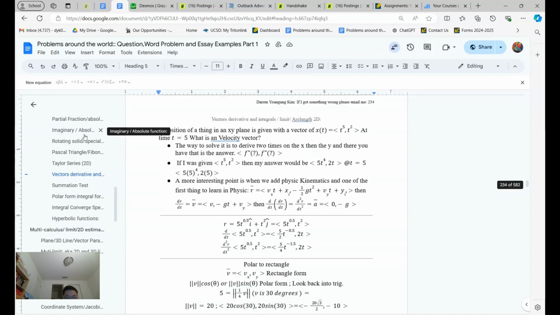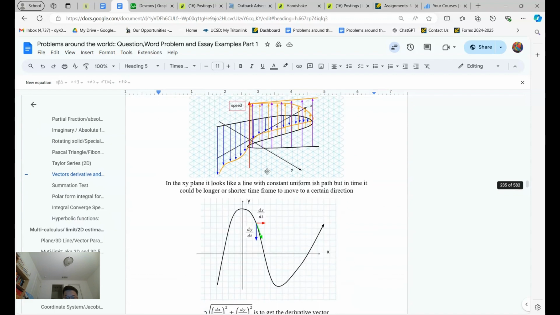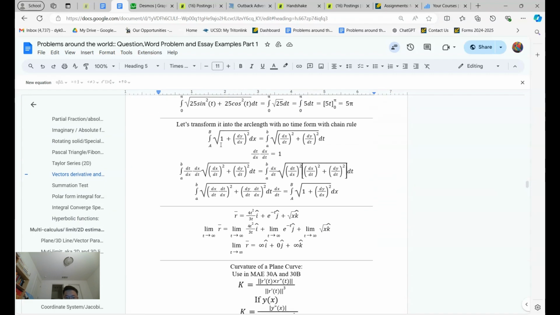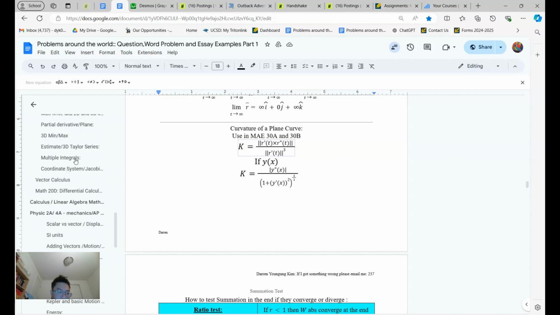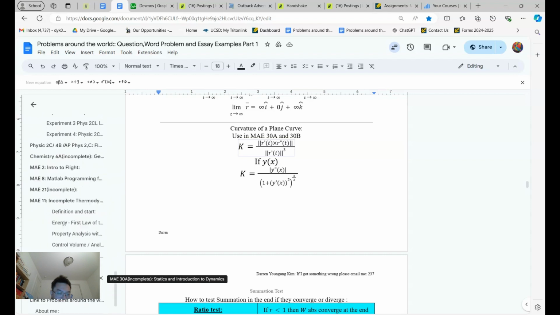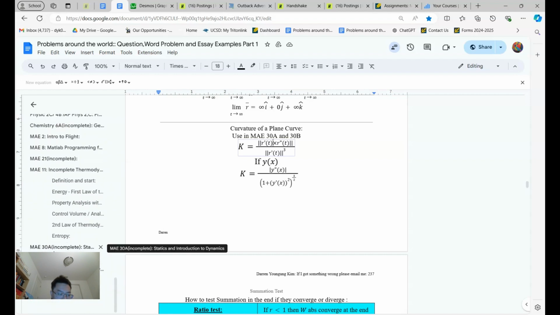But the first thing I will say is that I finished up proving this portion where we show the connection between time and if you got rid of time with the chain rule. And I put this curvature of a plane curve because I'm going to re-explain it later on in theory B, because usually I don't think I ever used it in math. I used it for theory B.